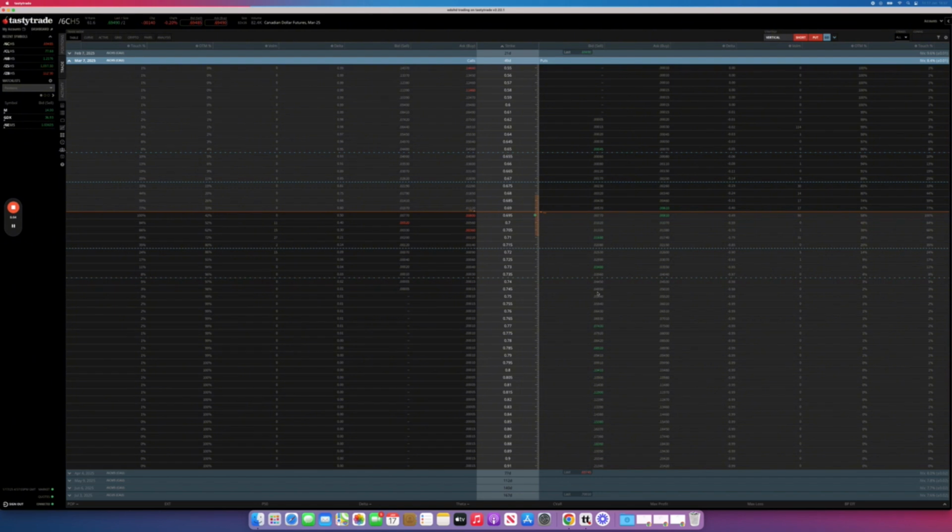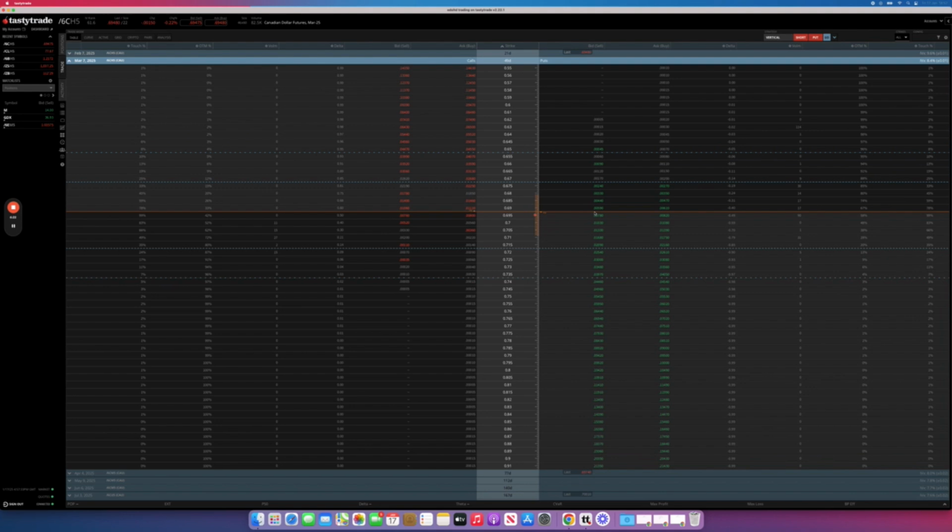So what we do here is we craft our position. So let me just explain what's going on. On the left we've got calls, on the right we've got puts, down the middle we have our strikes. This orange horizontal bar shows us where the price of the Canadian dollar is with respect to the strikes, and this vertical orange bar shows us what the expected move is of the Canadian dollar futures over the next 49 days.